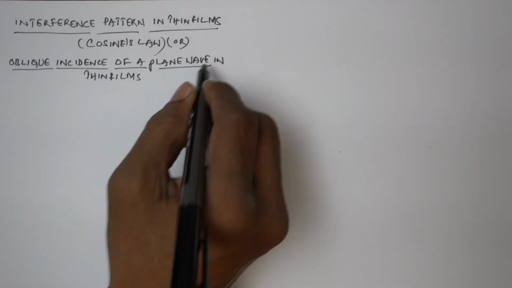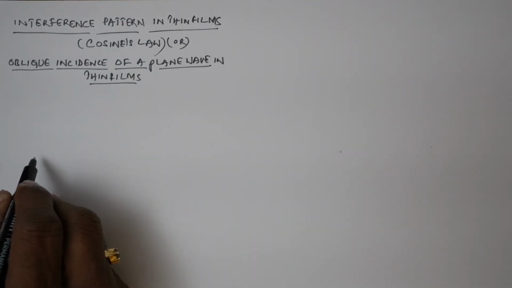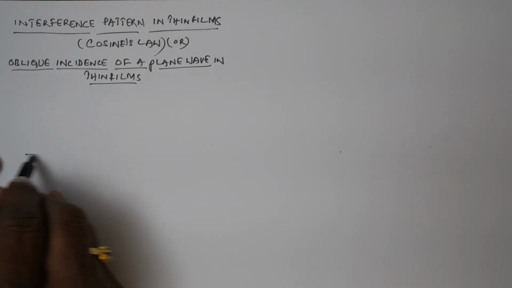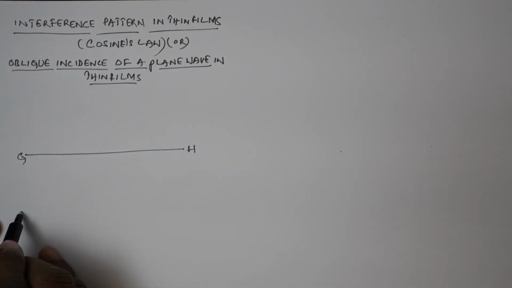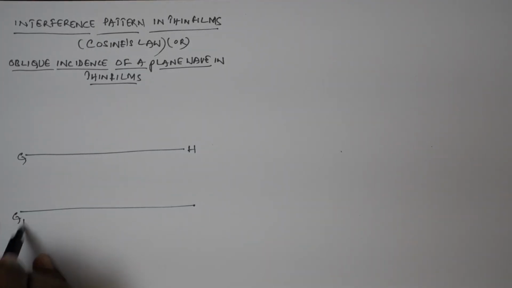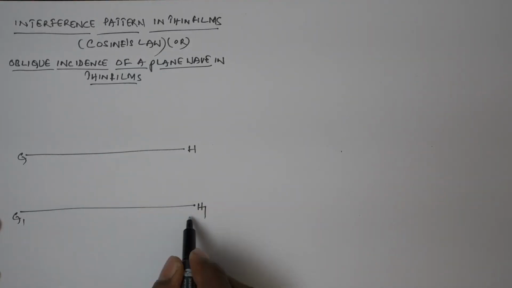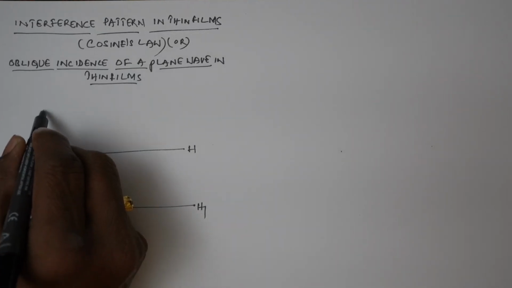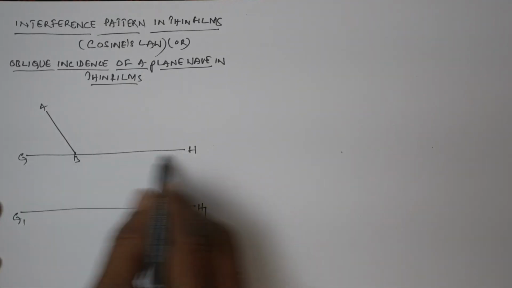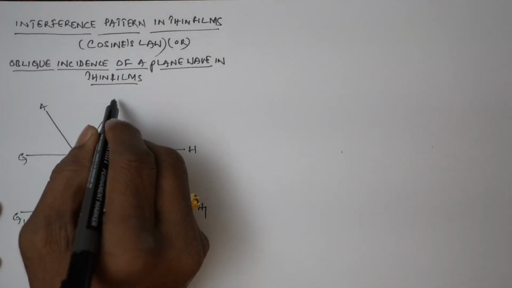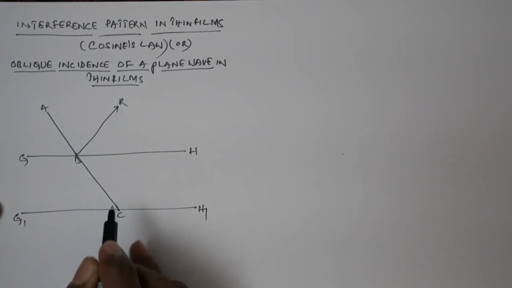To explain this derivation, my dear students, I would like to draw a diagram. See very carefully that I am going to take two plane surfaces. I call the upper one GH, the upper plane surface, and G1 H1 is called the lower plane surface. A part of light ray AB is incident at a point B on the upper plane surface GH; a part of light ray BR is reflected and a part of light ray BC is refracted.